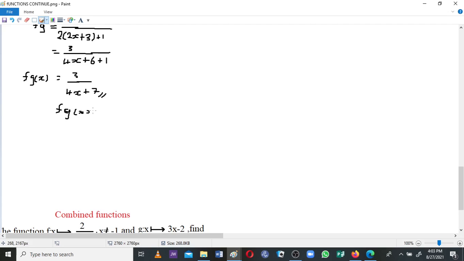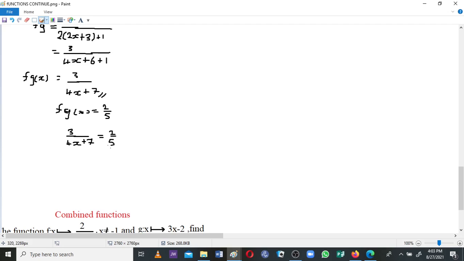f(g(x)), we are told, is equal to 2 over 5. Now what this means is we are going to equate 3 over 4x plus 7, because this is what we have, plus 7 is equal to 2 over 5.